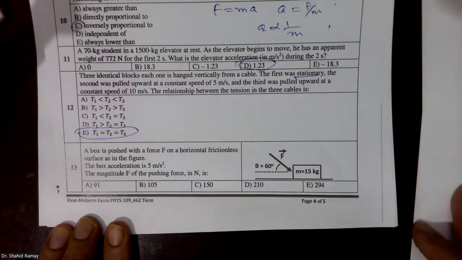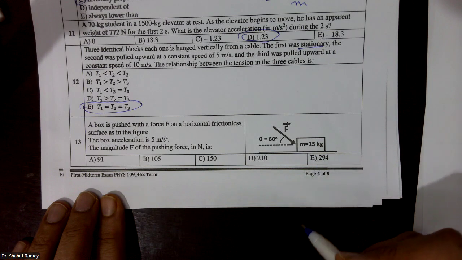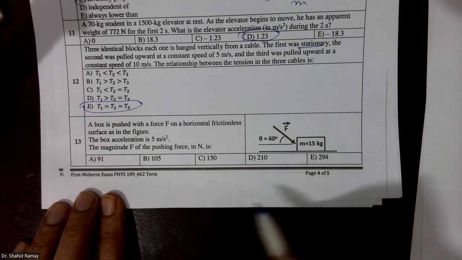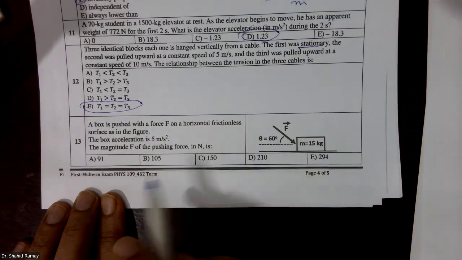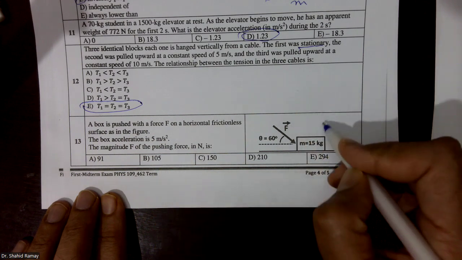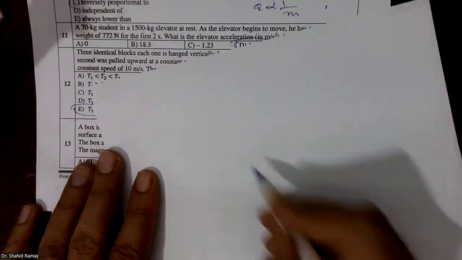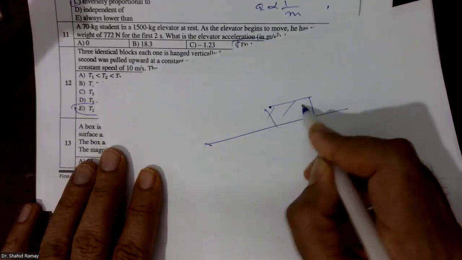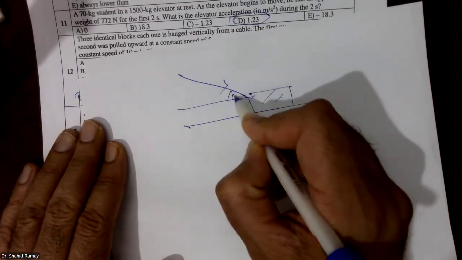Question number 13. So in question number 13, here you have to make the components first. A box is pushed with a force F on a horizontal frictionless surface. No friction is acting. The box acceleration is 5 meters per second squared. So first what you have to do, again, you have to draw the diagram like this one. And this is the force, and this angle is 60 degrees.